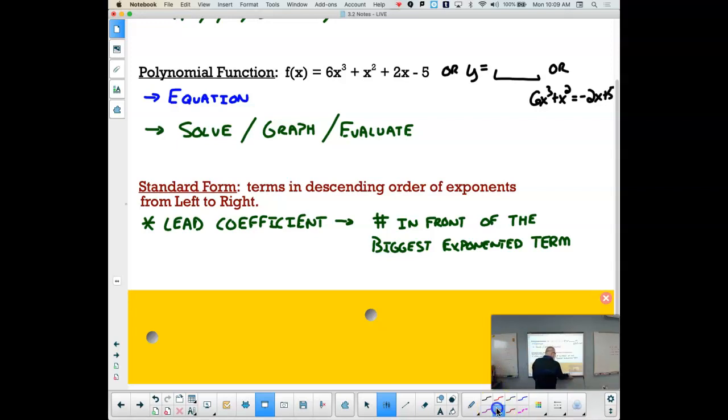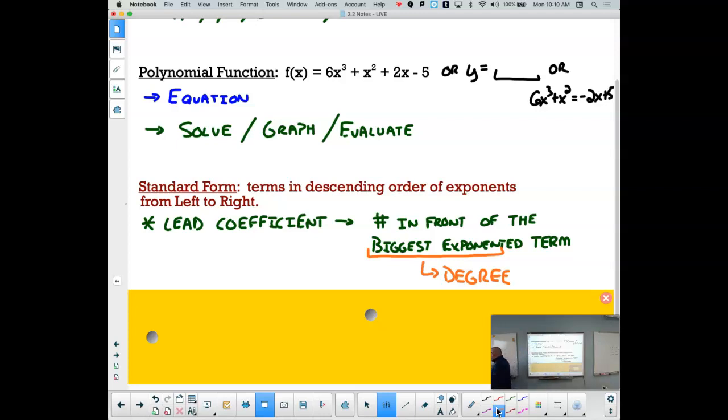And this biggest exponent, that is called the degree. Now, the degree is important. If we're looking at the polynomial function written up here, that biggest exponented term would be x cubed. So the lead coefficient of this polynomial would be 6, and the degree would be 3.